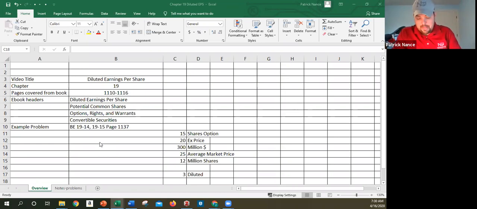Okay, now what happens with convertible preferred stock? Again, another potentially dilutive financial element. So just like all the other ones, we basically assume that they are going to be exercised. We assume convertible securities were converted as options are exercised at the beginning of the reporting period, not at the end.